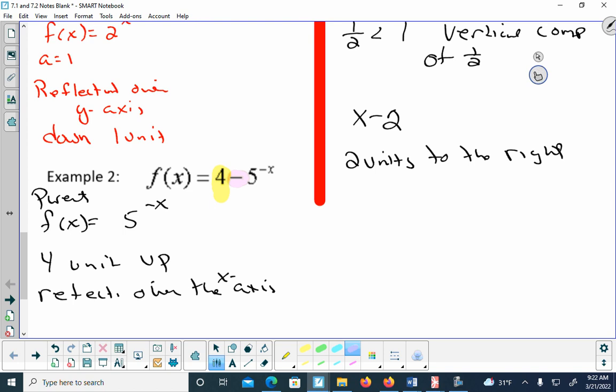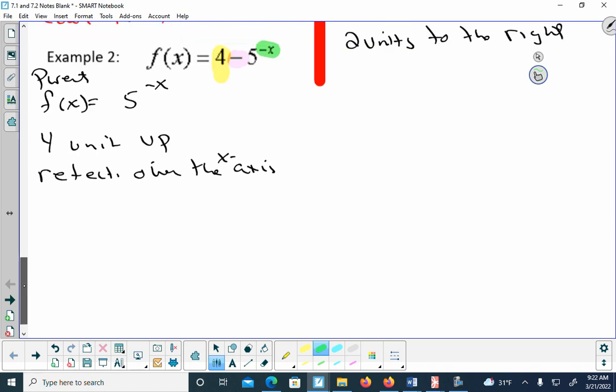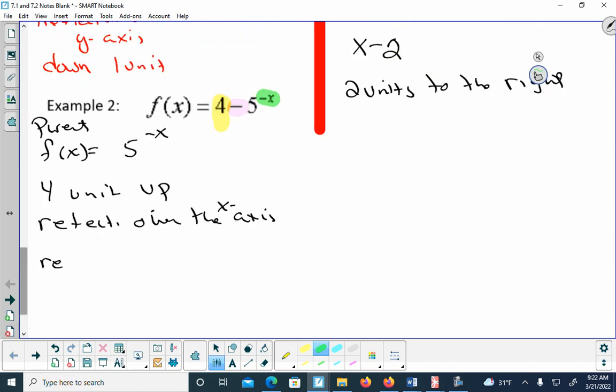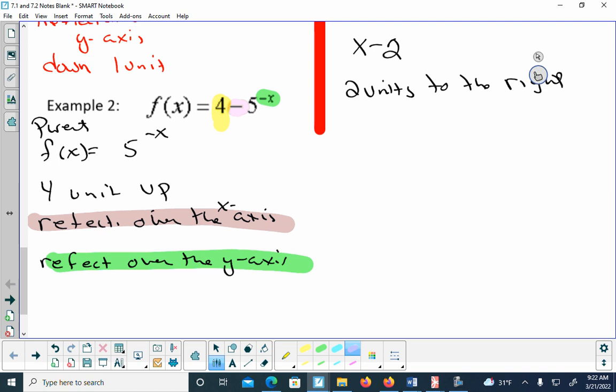And then in the exponent I have a negative x, and that negative x is going to be a reflection over the y-axis. And just to be clear, the negative in front of the 5 is going to be reflected over the x-axis. I think we're good. So now we're going to move on.